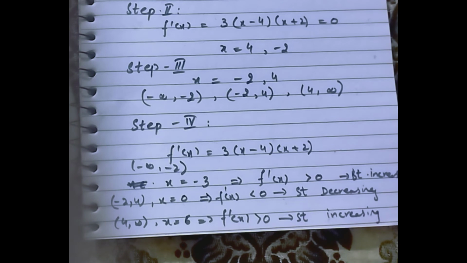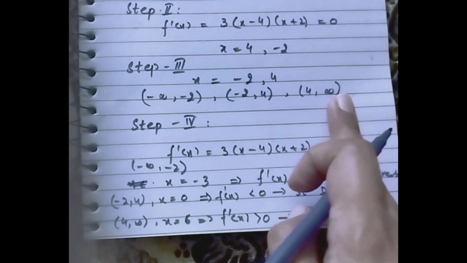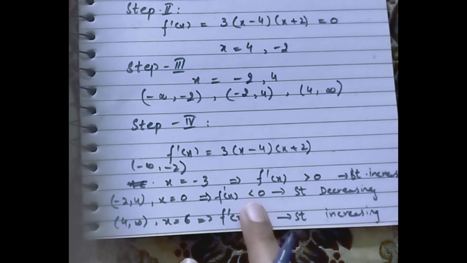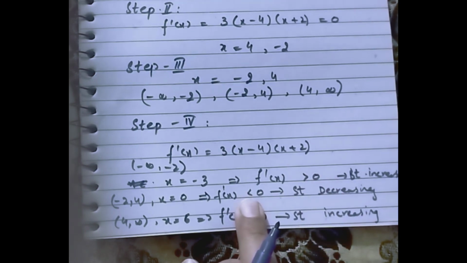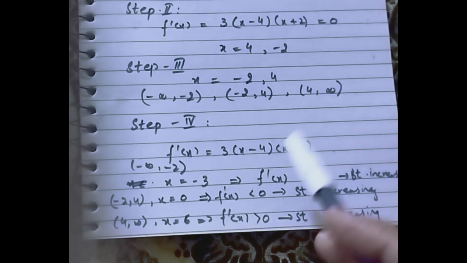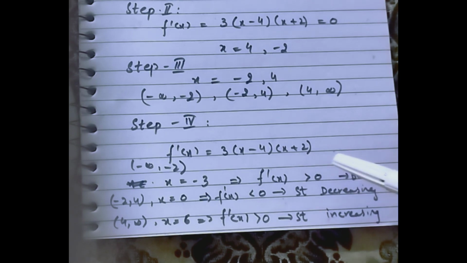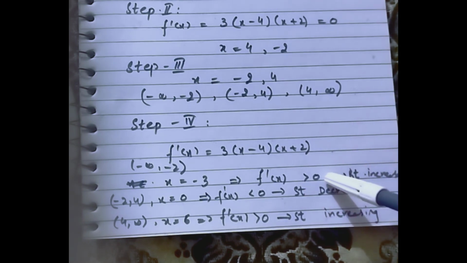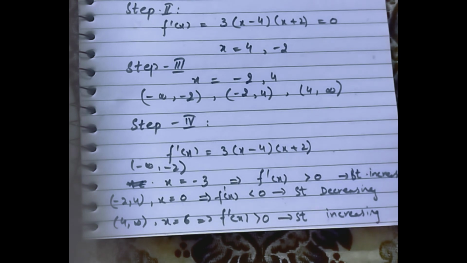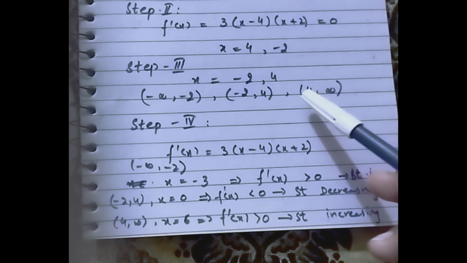Students, as we see in all of these three intervals, in the first interval the function is strictly increasing, in the second interval the function is strictly decreasing, and then again in the third interval the function is strictly increasing. So the function alternates between increasing and decreasing across the intervals, and that is its arrangement in the intervals.